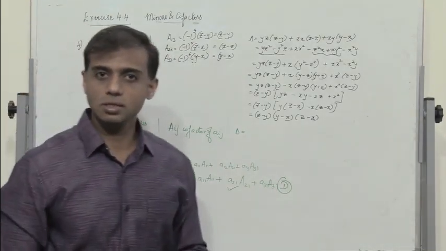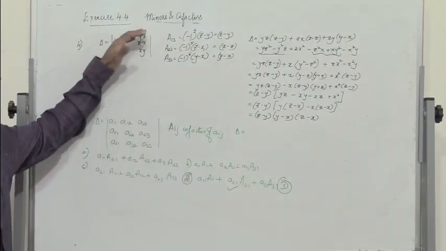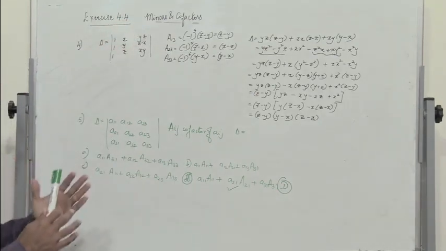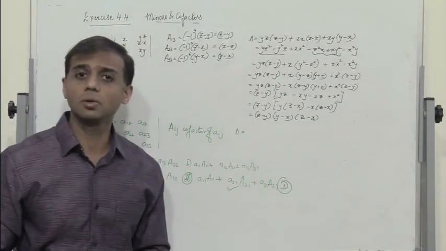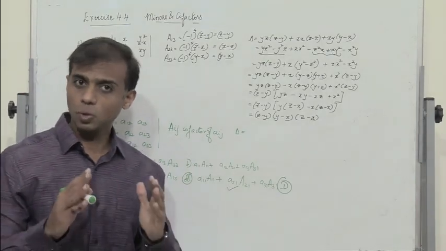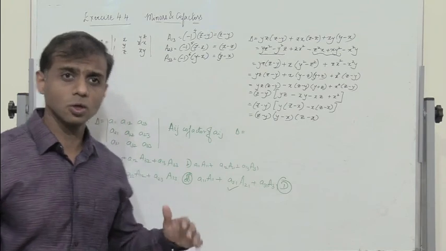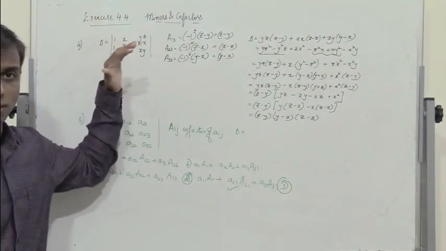So in this lecture session we have gone through all the problems of exercise 4.4. We have basically seen how we can find the value of a minor and cofactor, and I hope you have found this video informative. So in the next video segment we will solve all the problems given in exercise 4.5.